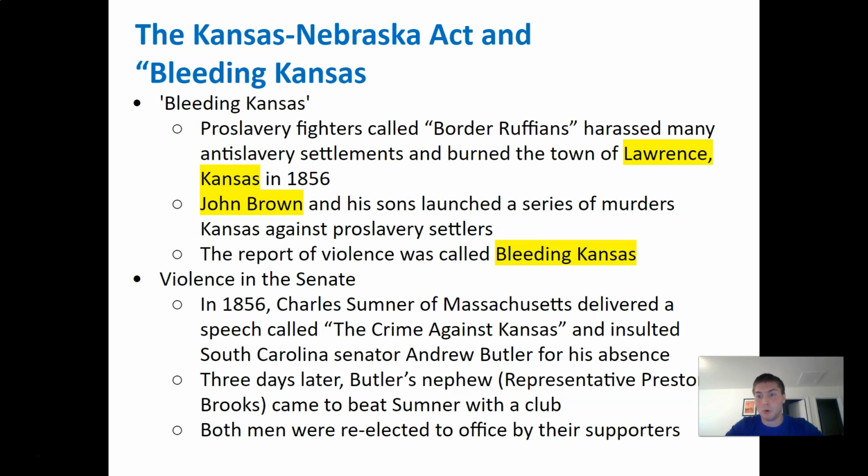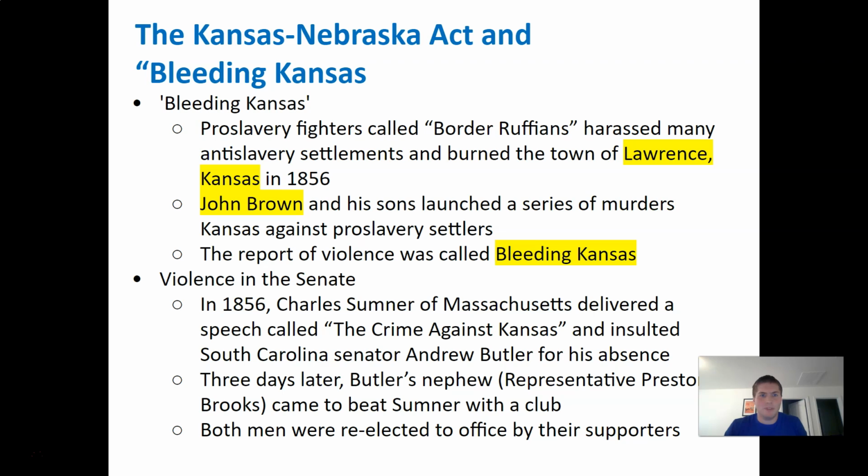Pro-slavery fighters known as border ruffians are going to roam the areas in Kansas, particularly to harass anti-slavery settlements. And most famously, they'll burn down the town of Lawrence, Kansas in 1856. A very brutal massacre because the town of Lawrence was big on the movement for abolishing slavery and ensuring that it didn't spread in the Kansas area. Not only that, on the flip side of the coin, John Brown is going to start to launch his first series of murders against pro-slavery settlers. Only 20 miles south of Lawrence, he'll kill 5 slave-owning men in their beds with axes. And this report of violence is going to go back into the eastern United States, and they're going to nickname it Bleeding Kansas. This is going to become the nickname for that area.